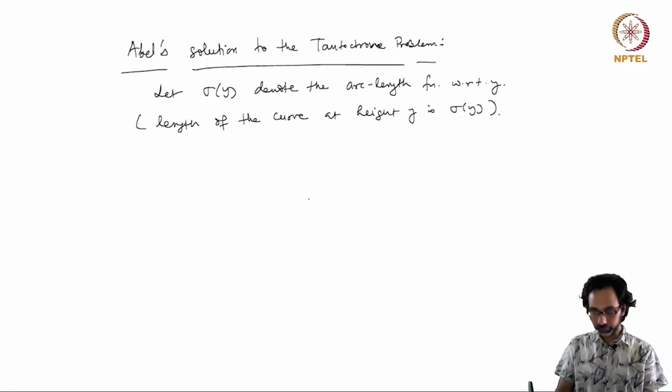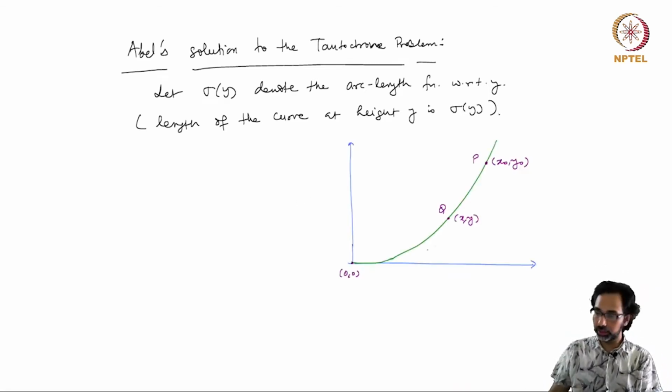So here we consider 2 points on the curve. The green curve is our wire, and P is the point where the bead is released. This is the point x0, y0, and the bead is released from this point. And we consider what happens at an arbitrary point Q given by x, y coordinates.